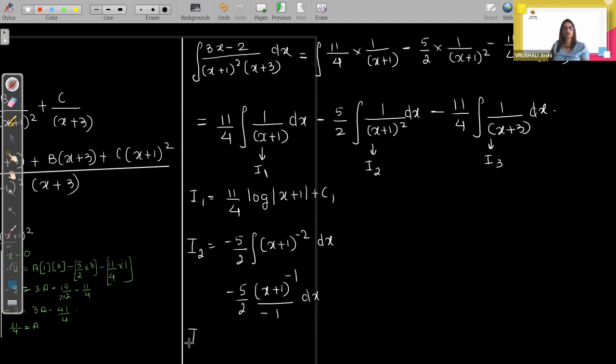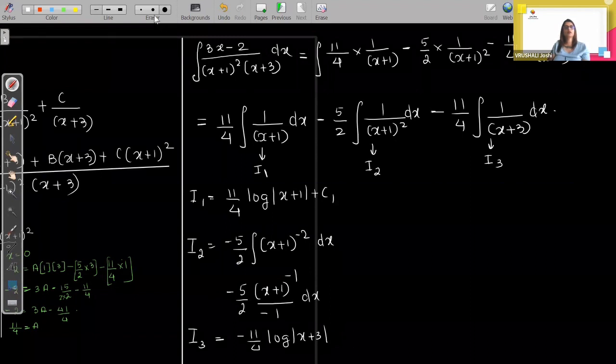And then we have I3. I3 will give you what? This will also give you minus 11 by 4 log of modulus x plus 3. ये dx नहीं आएगा, I'm sorry, ये C2 आएगा.